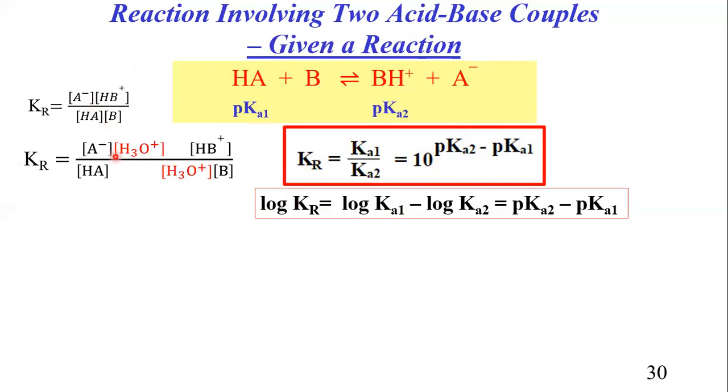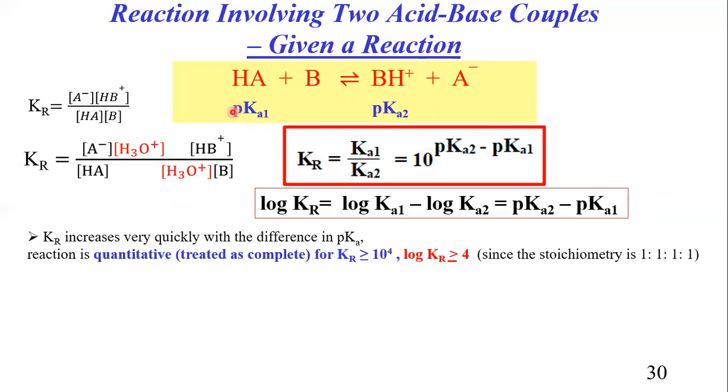And so you really don't have to do all this, though I will do it in the examples that are going to come in your problem set. We can get the Kr directly by applying this type of equation. Now, if we have a slight change in pKa values, you will see that the Kr increases or decreases very, very quickly.